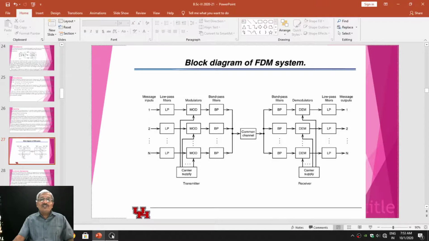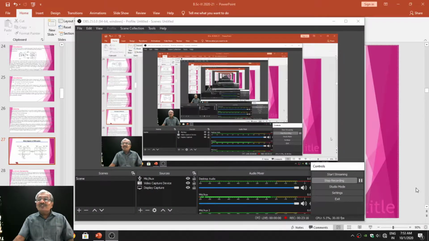That's all about today's lecture, where we have studied one type of frequency demodulation using the ratio detector and one of the multiplexing techniques known as frequency division multiplexing. The rest we will see in the next period.